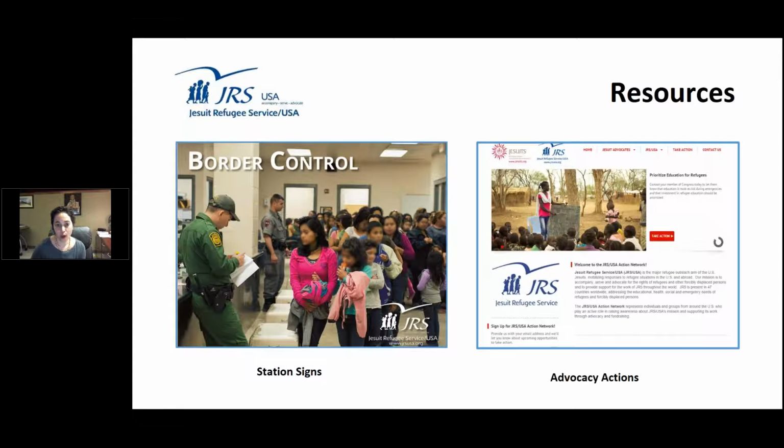And this photo on the left is one example of our posters, our station signs. So again, this is available on our website where you can download it and print it out and have one at each of the stations. So this is the one we have for the entry border station. And then photo on the right is a screenshot of our action page on our website where you can go and click on our latest actions to send a letter to your policymaker.